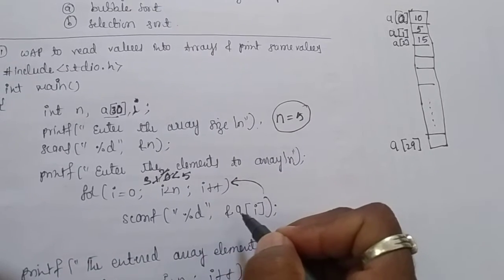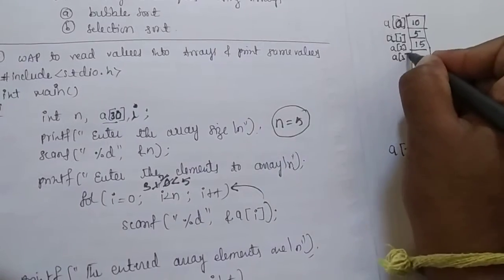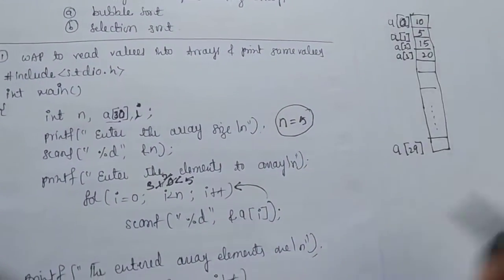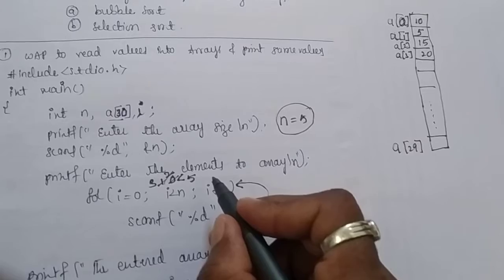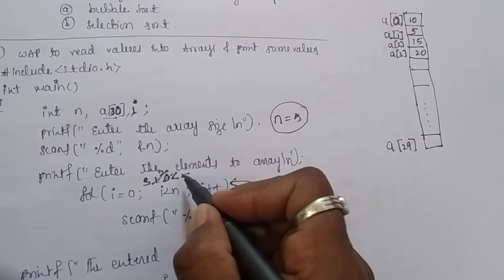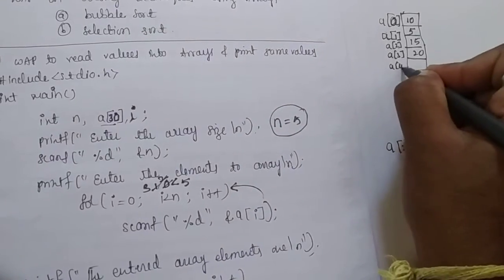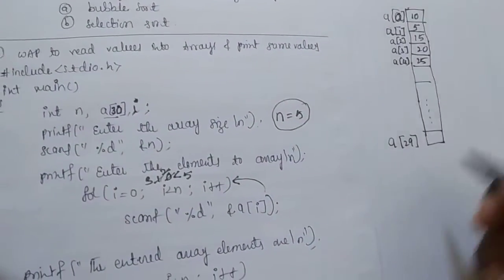Read the element at the a of 3 location. Now a of 3 contains 20. Any value can be entered. Next control jumps, I becomes 4 now. Whether 4 is less than 5, yes, condition true. It means in a of 4th location, enter one more value. A of 4th location contains 25.